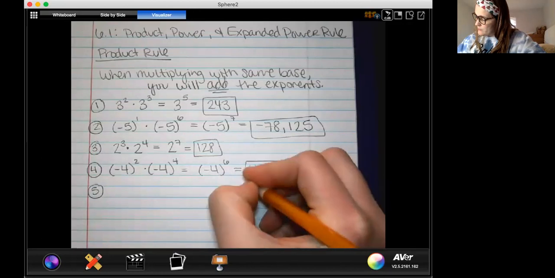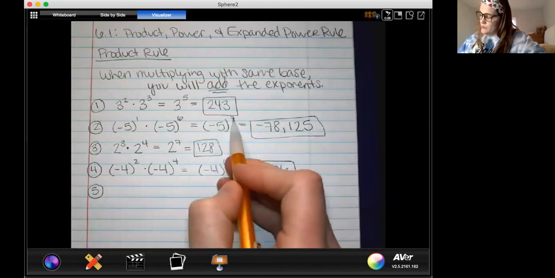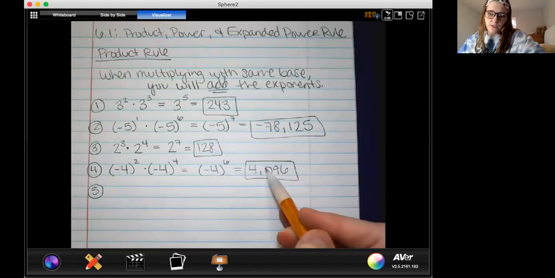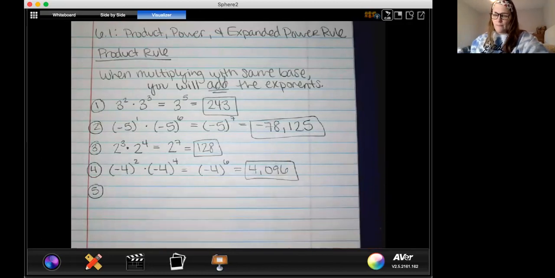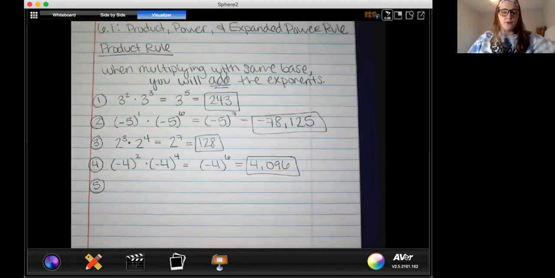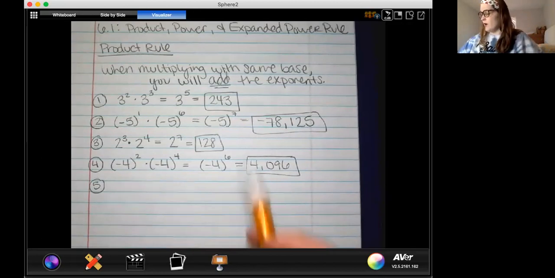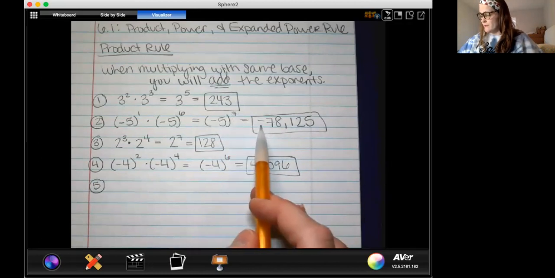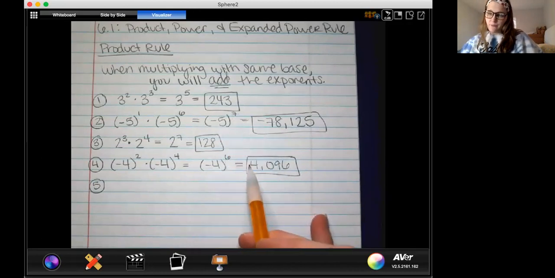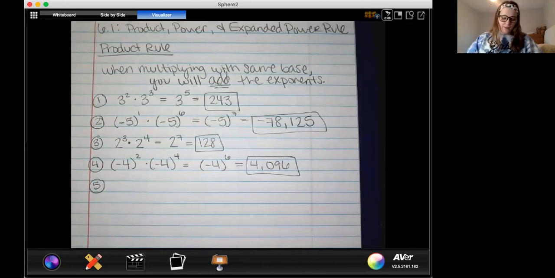Now, above, we got a negative answer even with parentheses. Why is this one negative versus this one? Why is 2 negative versus 4? They both have a negative base. It's an odd number, correct? When you have odd numbers, you're going to have a negative. When you have an even number, you're going to have positive. An odd amount of negative numbers is always negative. An even amount will become positive.